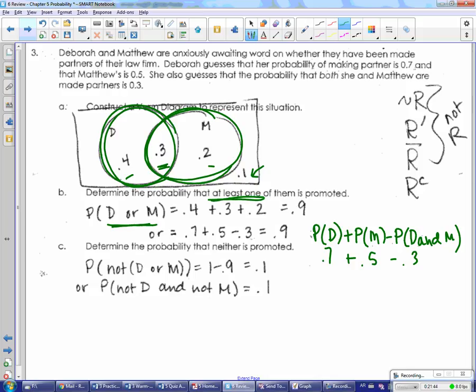Letter C says determine the probability that neither is promoted. So please take note of the 2 different ways that you can express that event. You could also certainly write in the parentheses neither. And that would obviously be this probability out here.